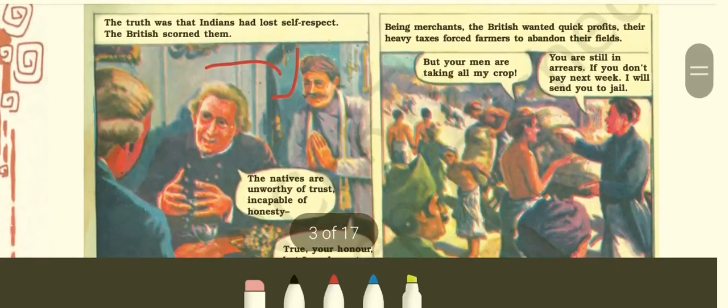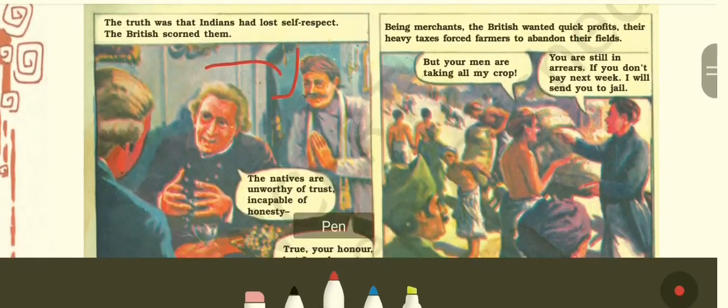Okay, so now there is an engagement between Britishers and some farmers. Let's find out what it is about. What does it say? It says the poor farmer here says, "But you men are taking all my crop." He says, "You are still in arrears, and we pay you money from time to time. You are taking money from ourselves. If you don't pay next week, I'll send you to jail."